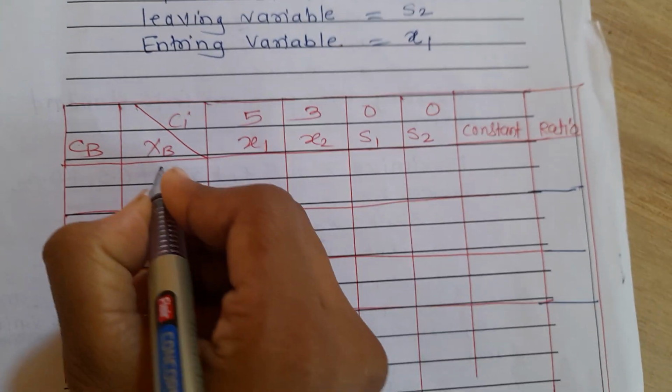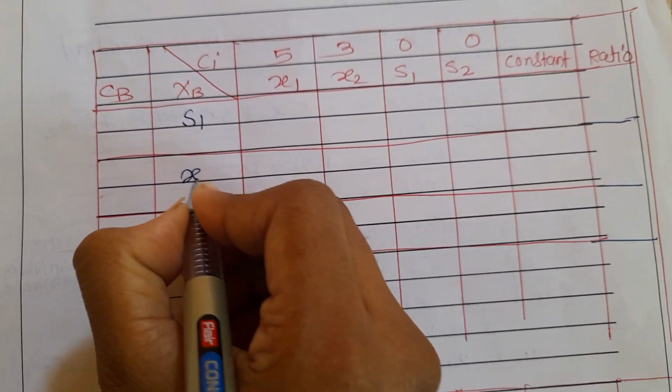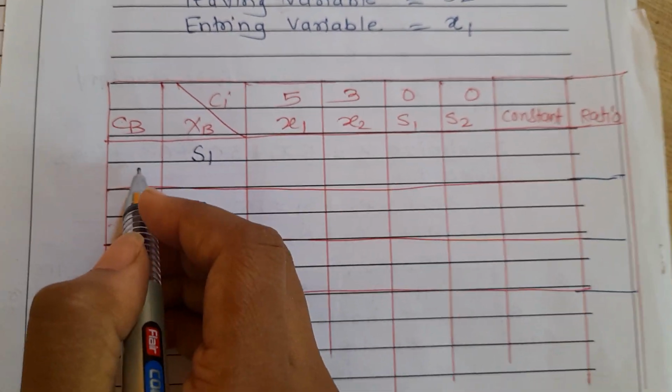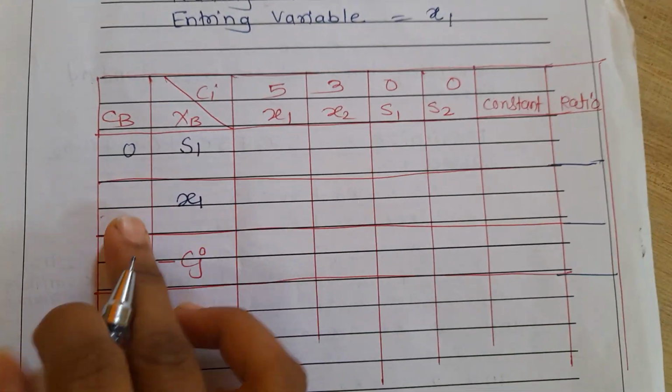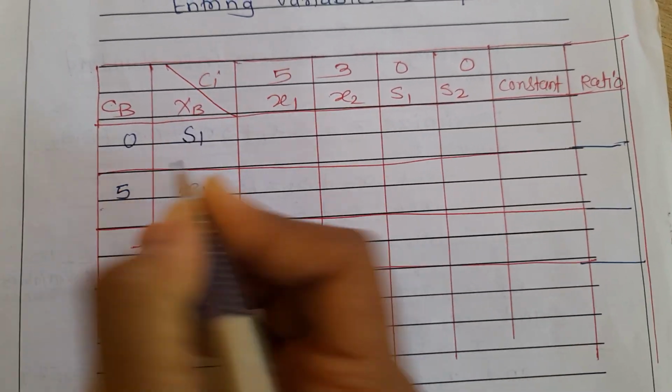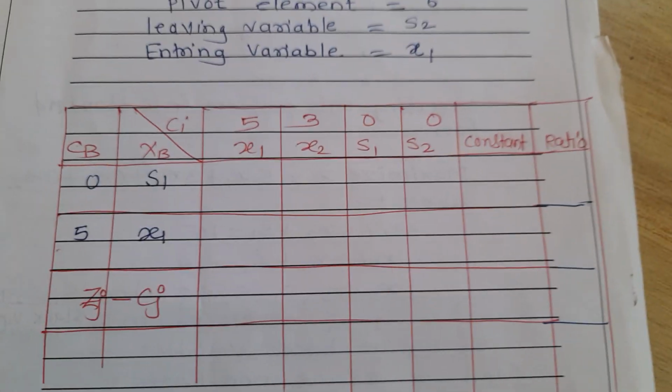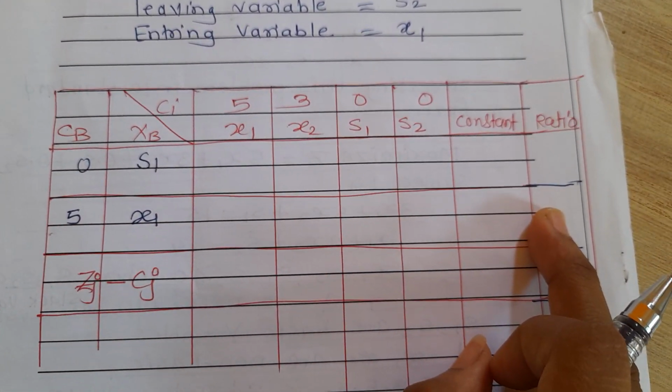Therefore here we write S1, here we write X1. Now write the coefficient of S1 as 0 and the coefficient of X1 as 5 in the objective function. Now we change this row.